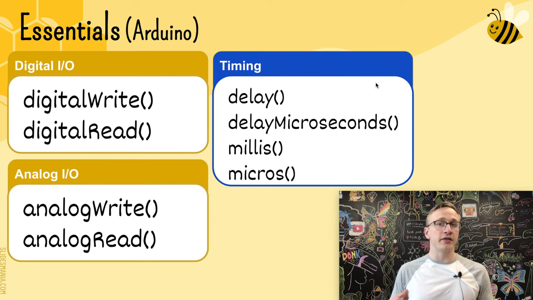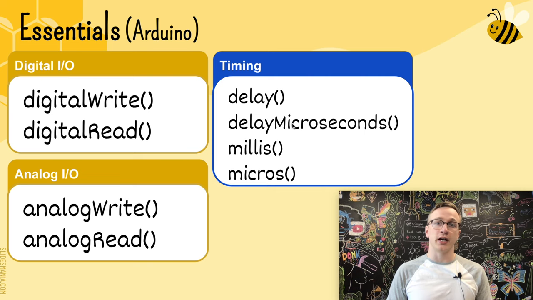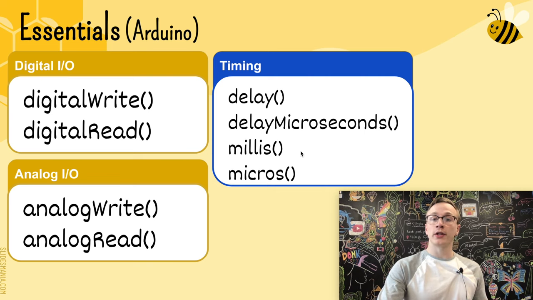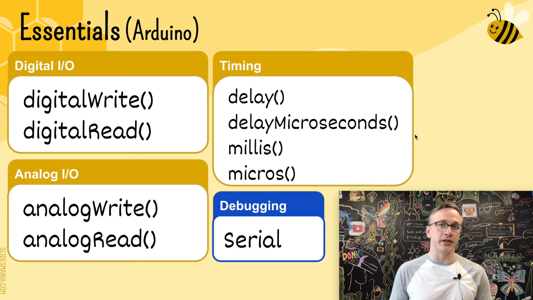Now, if you don't have any sense of timing with a microcontroller, you're going to get stuck quick. So we also want to know how to get our timing just right. We can do that with blocking commands like delay or delay microseconds. These lock up the processor for a certain amount of time and don't let anything else happen. Or we can use things like millis and micros, which allow us to keep time without actually locking up the processor. After this, we want to be able to debug our code.